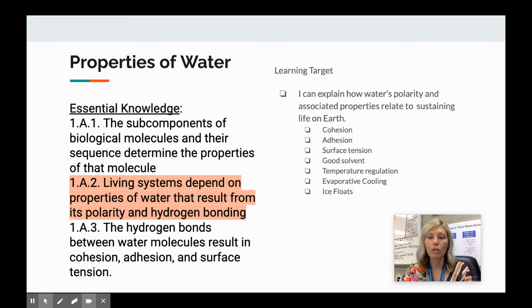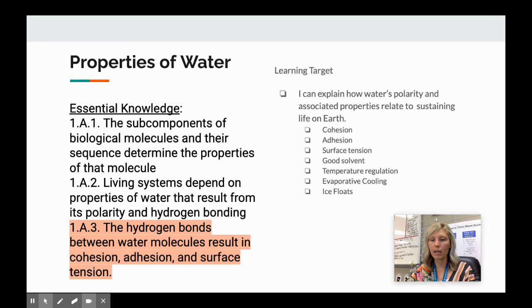So living systems depend on properties that result from the polarity and hydrogen bonding, another tie between structure and function. And last but not least, the hydrogen bonds between water molecules result in cohesion, adhesion, and surface tension. This is a direct statement taken from the College Board course exam description, where it absolutely lists those top three. So please keep that in mind; it will be seen throughout the course.